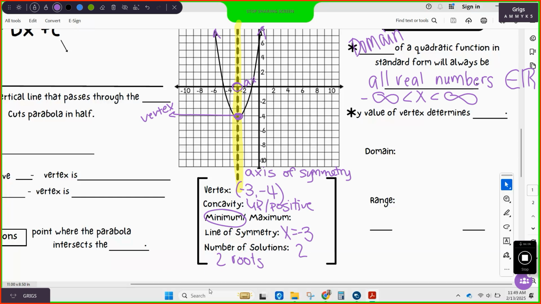All right, and then the y value of your vertex, so this right here, is going to determine your range.